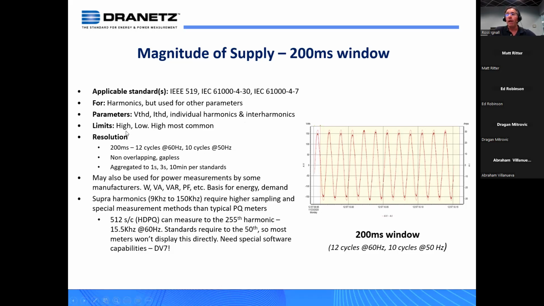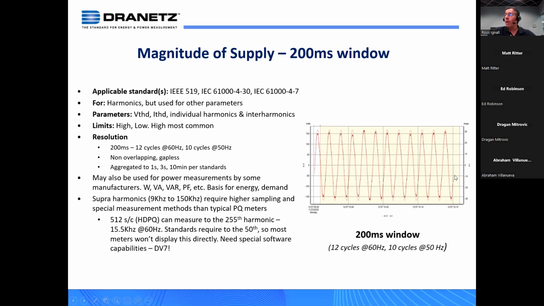So the limits that are applied, usually there are high limits or low limits. Most of the time, the common way is a high limit. Most times people aren't interested in how low their harmonics are. It's usually how high they are and going past certain limits. So again, that resolution is 200 milliseconds, that 10, 12 cycles that we spoke about. And this is non-overlapping and gapless.